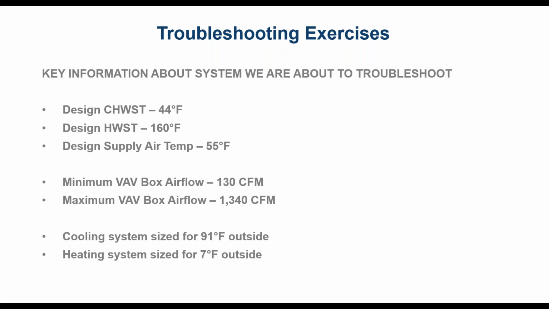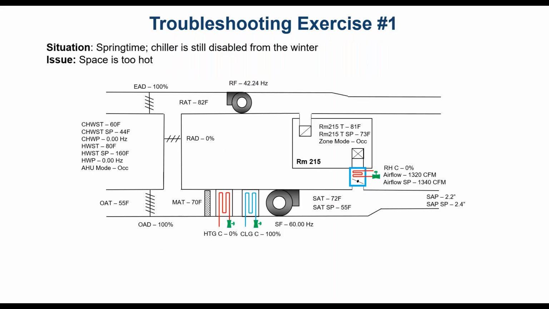On this particular system, the cooling system was sized for 91 degree Fahrenheit outside air temperature, and the heating system was sized for a 7 degree outdoor air temperature. All right, so let's go into these troubleshooting exercises. The first one, I'm going to walk you through how to apply that 6-step methodical troubleshooting approach.